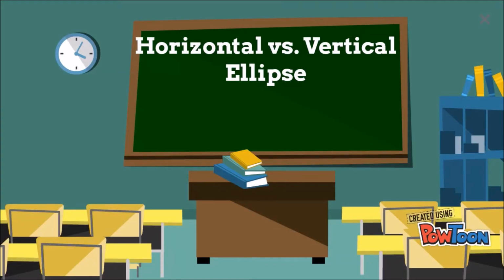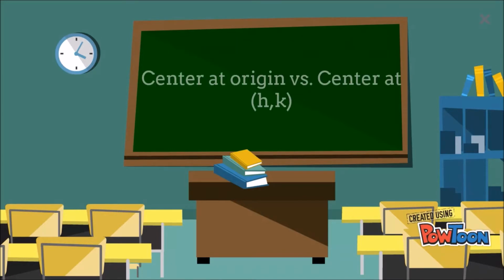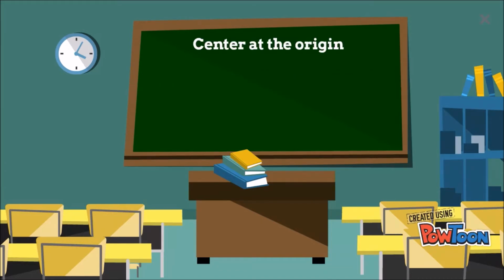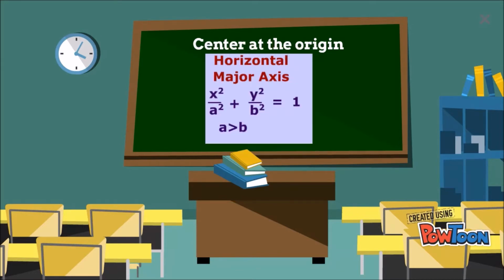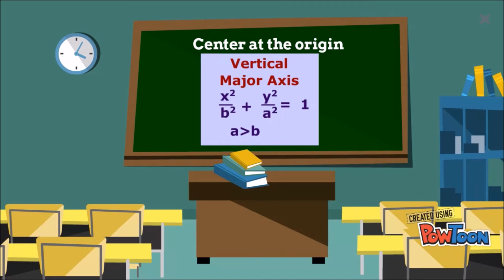For this conic, we have a few different kinds of ellipses. We have horizontal versus vertical ellipses, and we have ellipses that are centered at the origin and that are also centered at another point on a graph. When the center is at the origin, we have two different formulas. When the ellipse is horizontal to the major axis, we see x squared over a squared plus y squared over b squared equals 1. When the vertical is the major axis, we have x squared over b squared plus y squared over a squared equals 1.